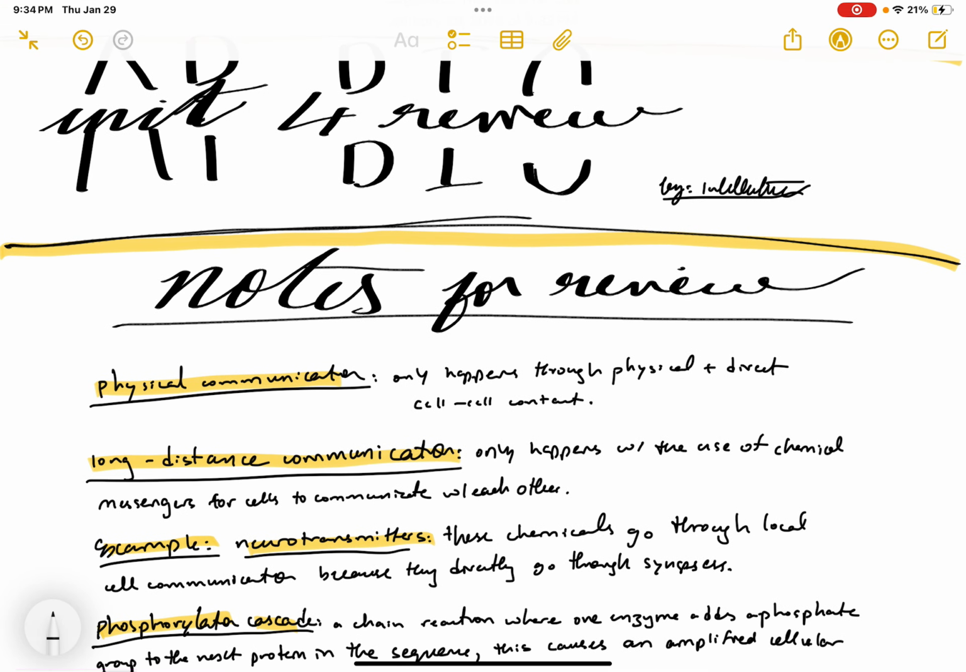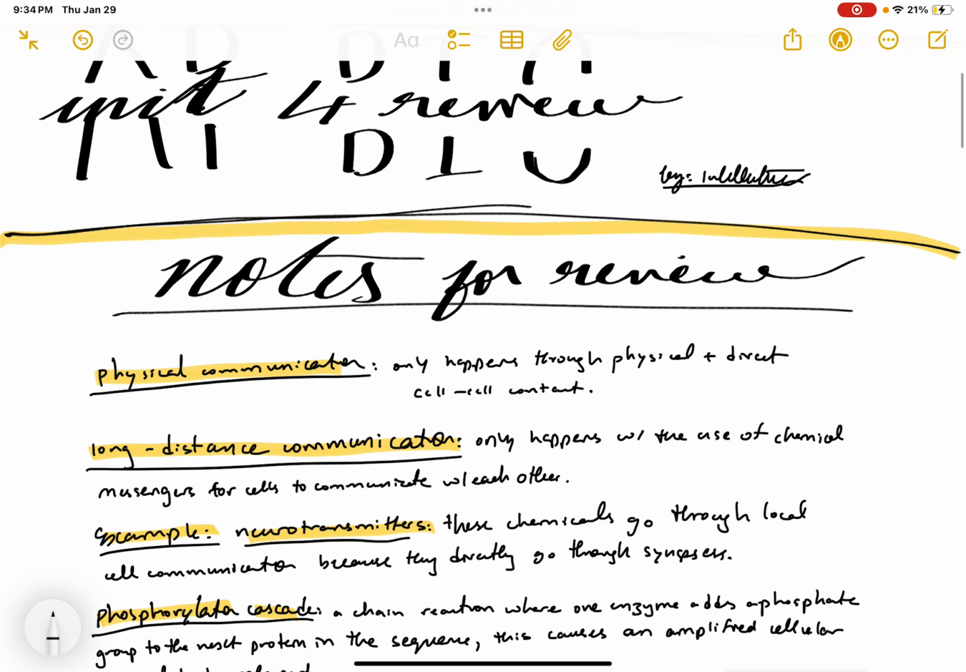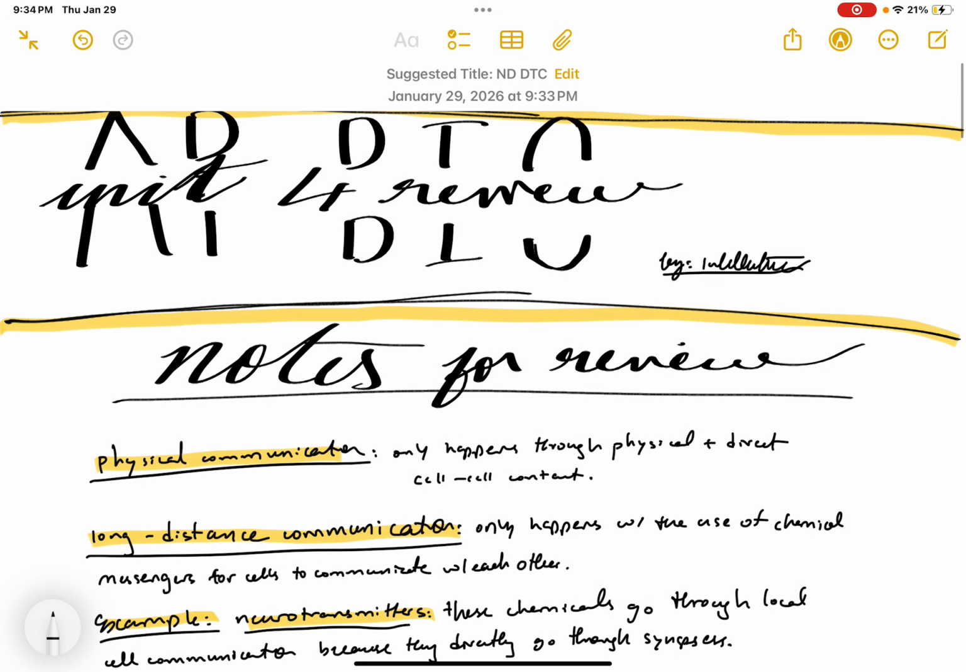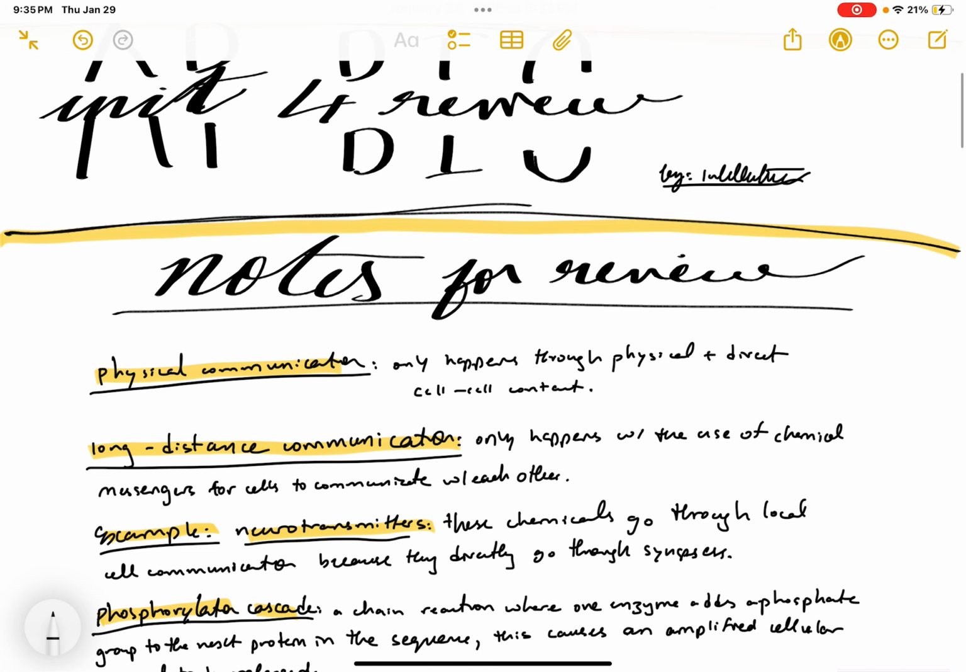So firstly, we'll discuss the types of cell communication. Now, when you talk about cell communication, there's a lot of ways that cells communicate throughout our body to send signals. Firstly, there's physical communication, which only happens through physical and direct cell-to-cell contact. So if the cells aren't within a close proximity of each other, then physical communication or direct cell-to-cell contact isn't possible. Therefore, it cannot be physical communication that they're using to send a signal. It must be some other sort of communication.